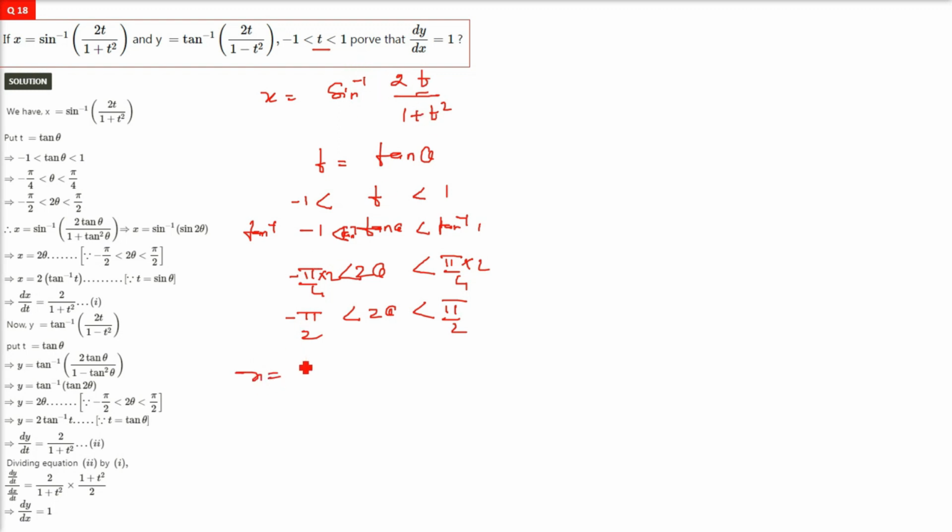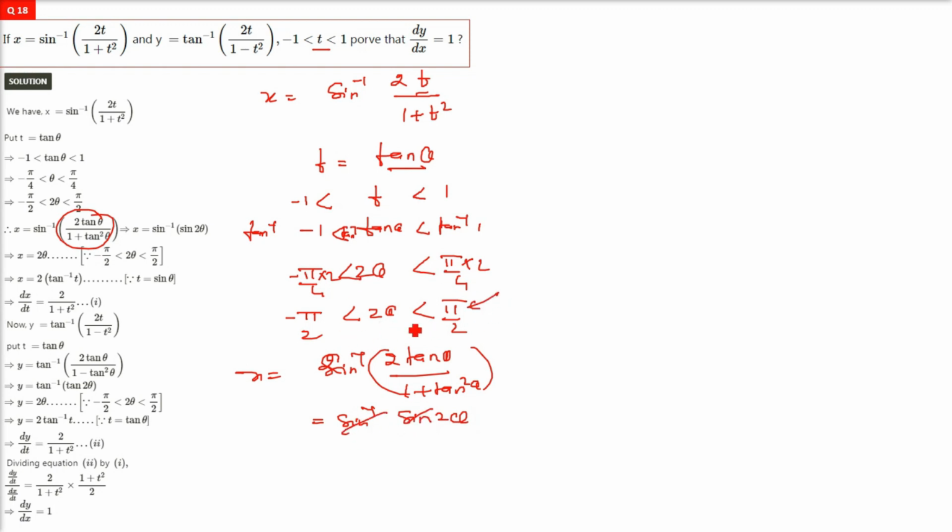Now let us put x as tan theta. So x is equal to sine inverse of 2 tan theta by 1 plus tan square theta. Now if you remember this result, 2 tan theta by 1 plus tan square theta is nothing but sine 2 theta. So sine inverse gets cancelled. That is why I took 2 theta. Remember, 2 theta was taken like this.